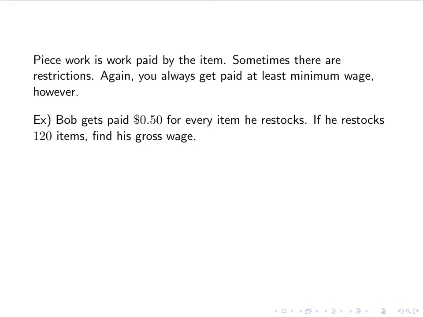So Bob gets paid 50 cents for each item he restocks. If he restocks 120 items, find his gross wage. All I have to do is take his payment per item, multiply by the items. So 50 cents times 120, he makes $60.